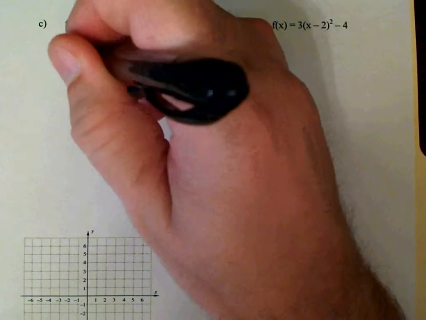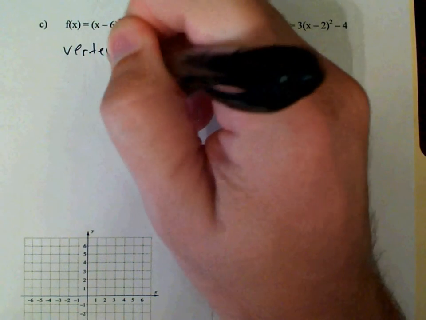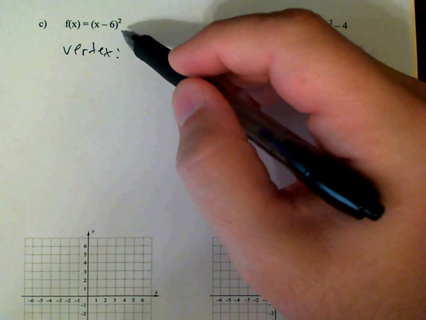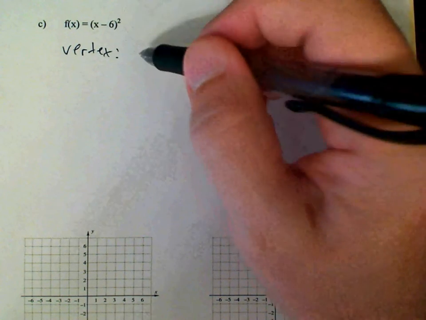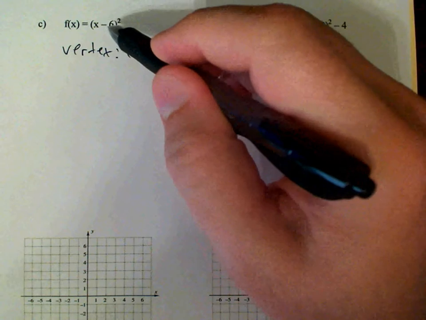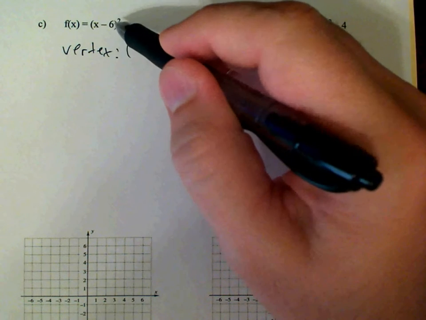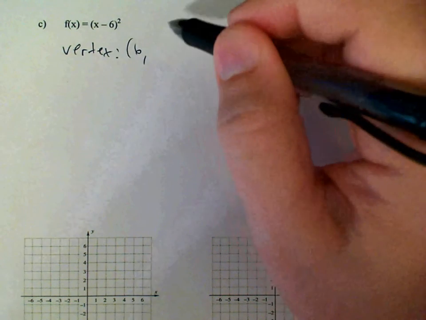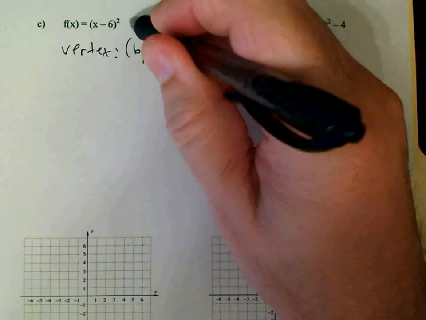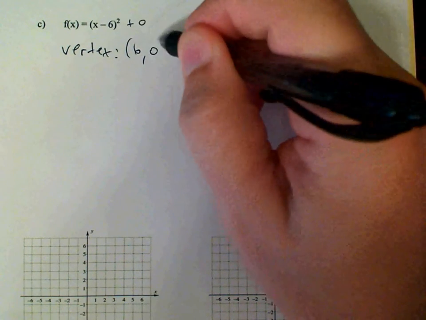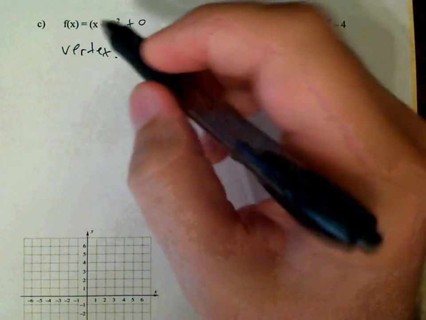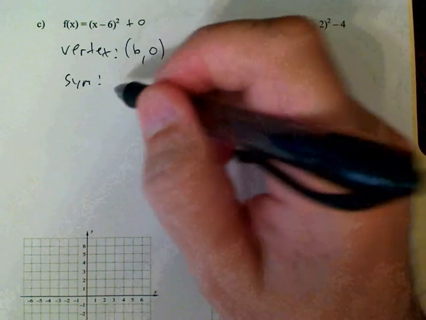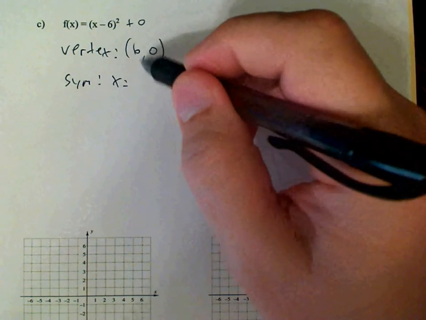Let's start with the vertex. You'll notice that we have a value with the x inside being squared, so that's our h value. We won't use the negative, we always change the sign when it's inside with the x. So it's a positive 6. We don't have the outside value. If you want to, you can put it in there as plus 0. So the vertex is 6, 0.